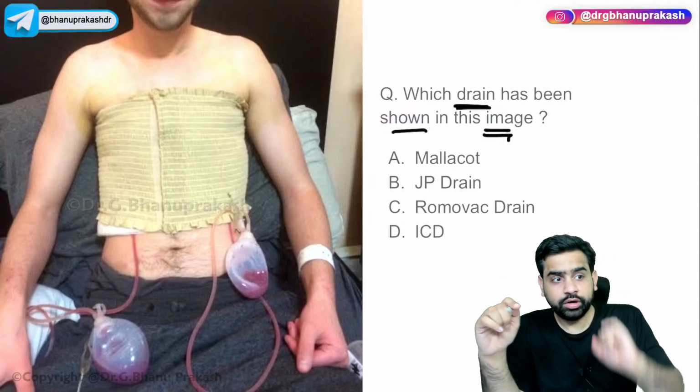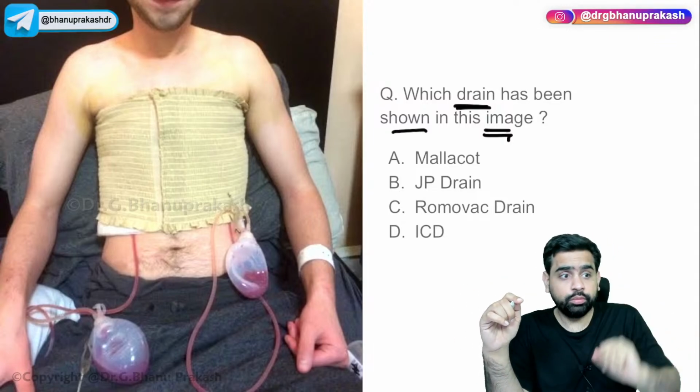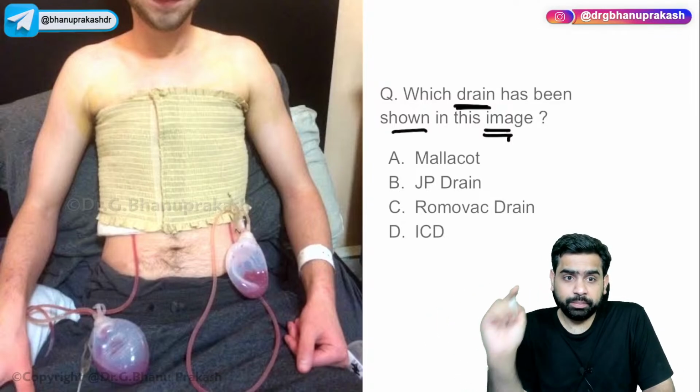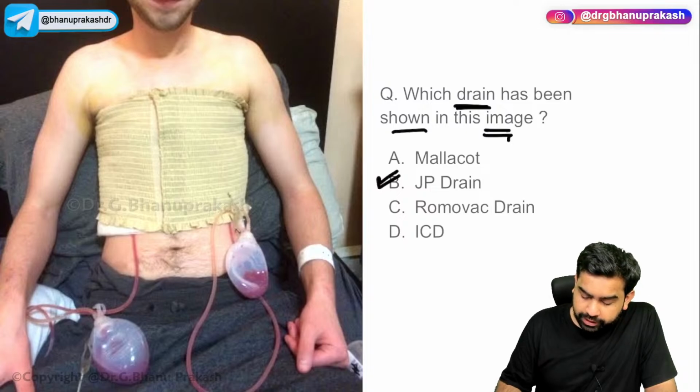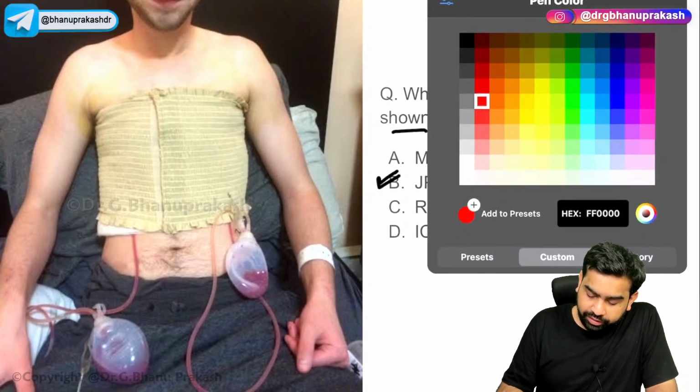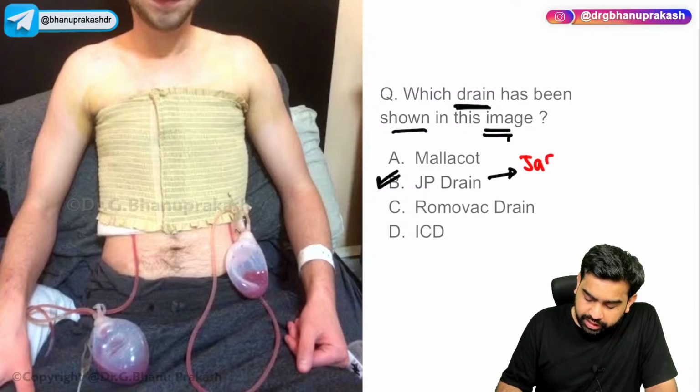So this is not the Romovac drain. This is a Jackson Pratt drain. Now this is a repeat question, guys. This was asked in one of your NEET PG exams. This is called a JP drain, a Jackson Pratt drain.